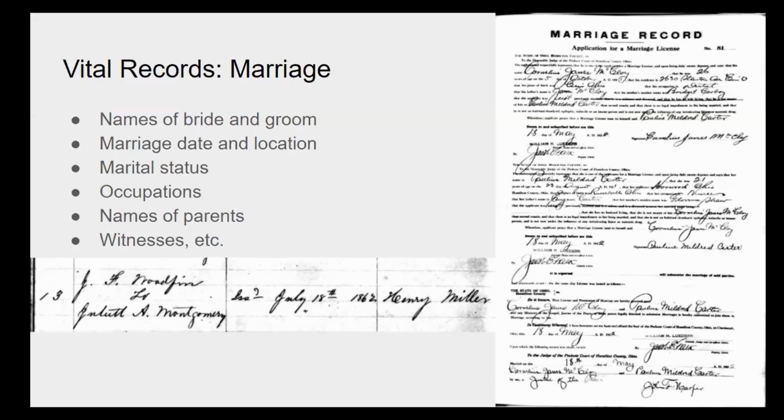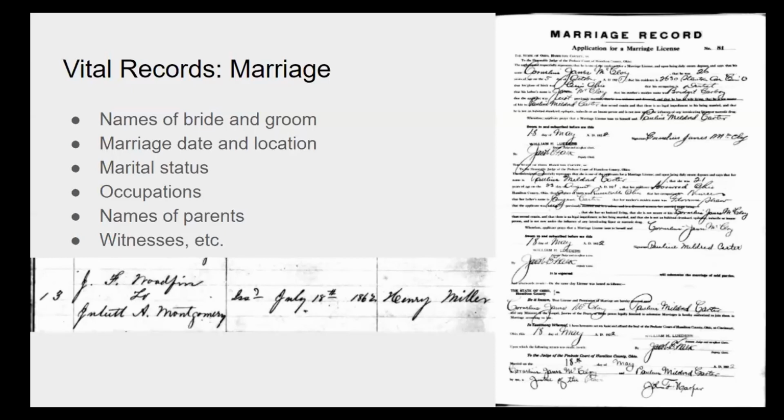The marriage record on the left is a marriage between J.F. Woodfin and Juliet Montgomery, and their marriage took place on July 18th, 1862 in Tennessee. So you can observe the difference between an 1862 Tennessee marriage and a 1922 Ohio marriage. So again, the bride and groom's names are at the left, date of marriage is in the center, and then on the right, there's a name.